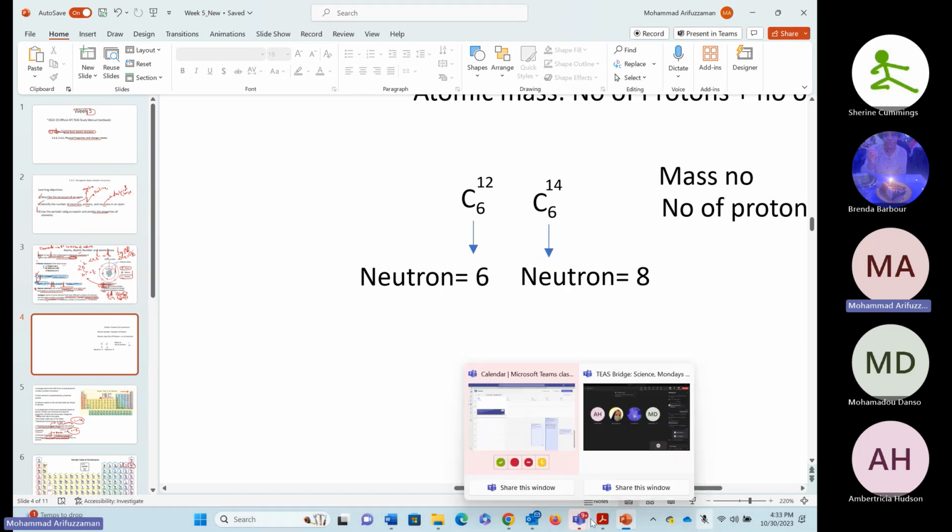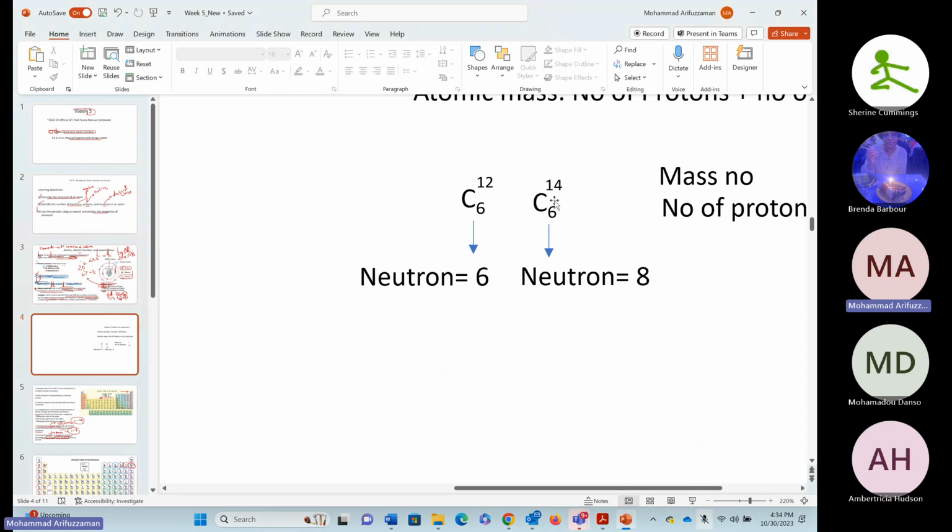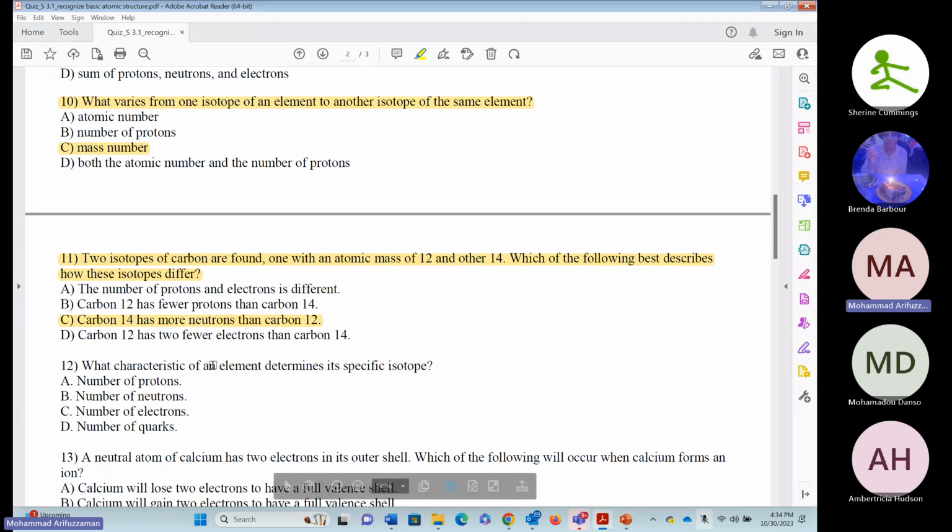So now you can answer. The two isotopes of carbon are found, one with an atomic mass of 12 and one of 14. Which of the following best describes them? Carbon 14 has more neutrons than carbon 12. You can see here carbon 14 has 8 neutrons and carbon 12 has 6. So carbon 14 has more neutrons than carbon 12.